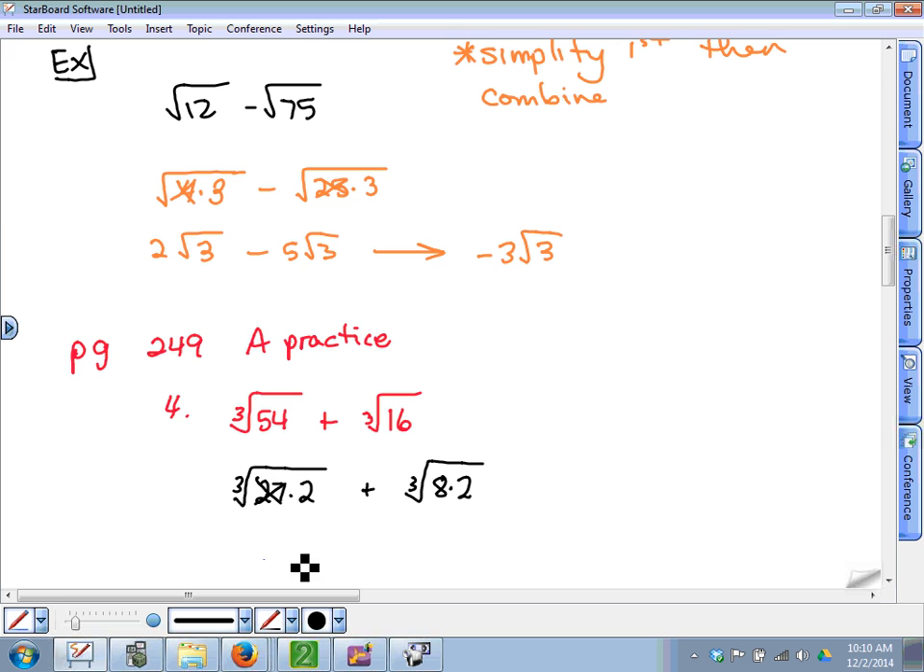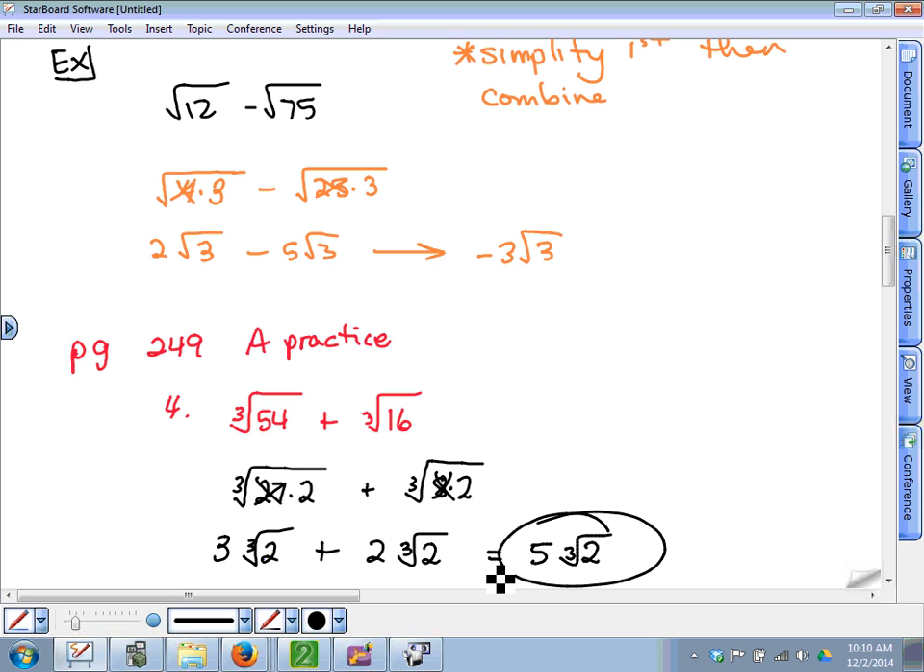Now, what's the cube root of 27? So you move a 3 out to the front. That's 3 cube roots of 2. Plus, what's the cube root of 8? So that's 2 cube roots of 2. 3 cube roots of 2 plus 2 cube roots of 2 is 5 cube roots of 2.